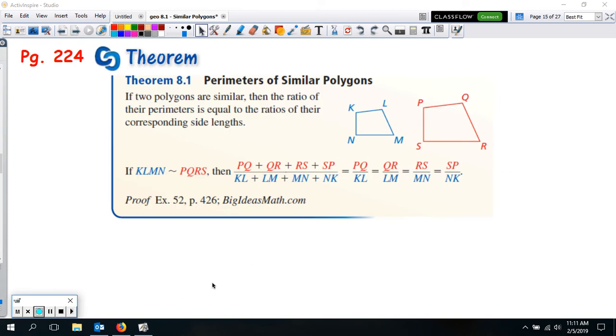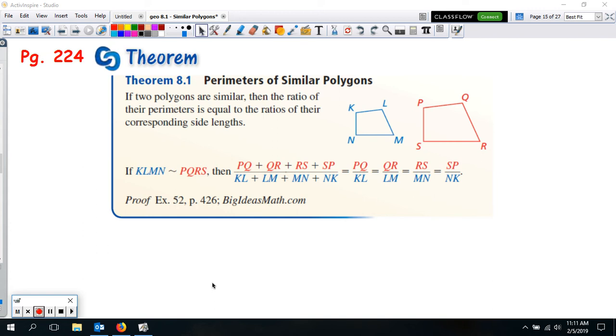Okay, so now we're going to get into finding the perimeters and the areas of similar polygons. First, we're going to look at the perimeters. This is on page 224, right there in the middle of the page. We're going to actually write in the notes underneath that theorem on this next screen.